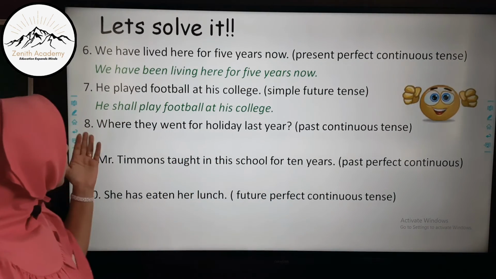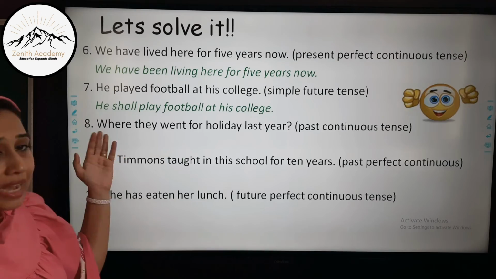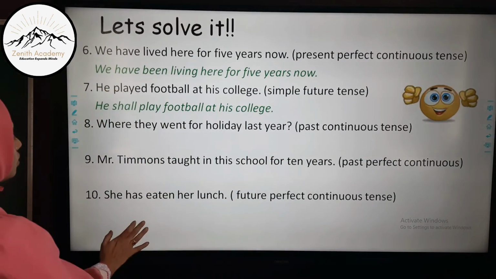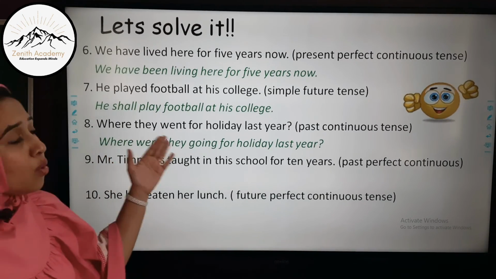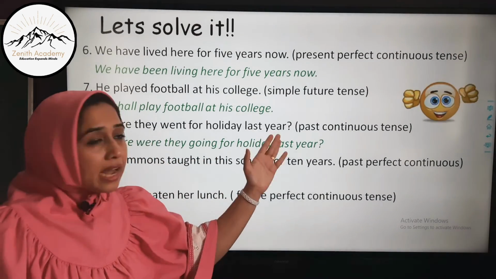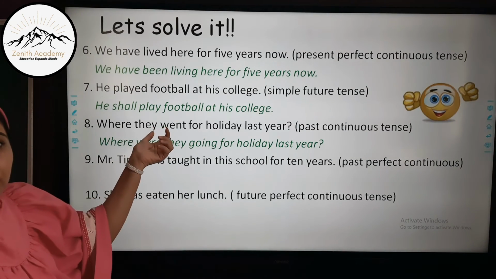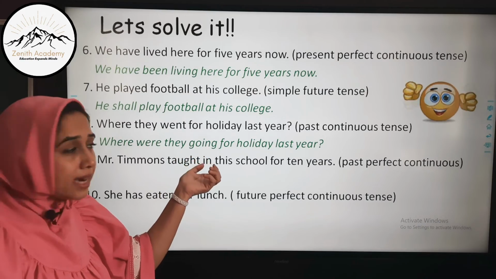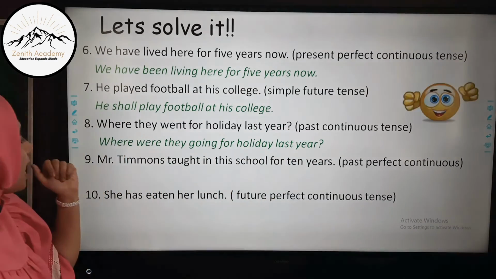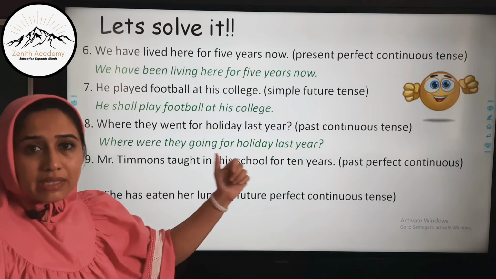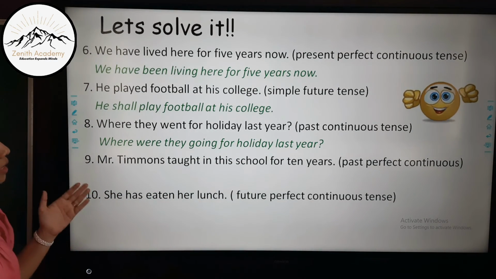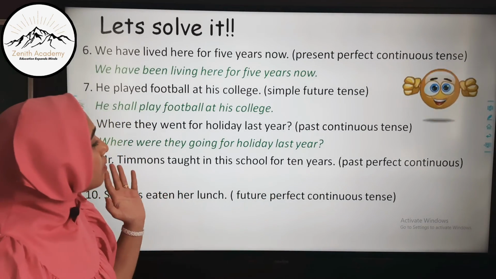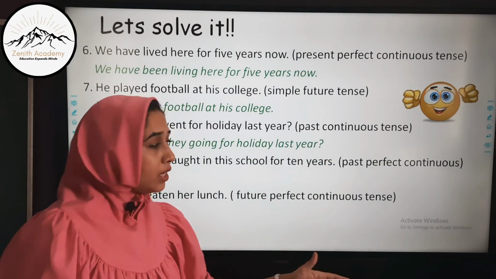Although this is a question, it is in the past tense and we have to convert this into past continuous tense. So it becomes, where were they going for holiday last year? Go, went, the past form of the verb go, becomes going. Ing is added because it is continuous tense, and were because it is in the past tense. Mr. Timmons taught in the school for 10 years. We have to convert this sentence into past perfect continuous.